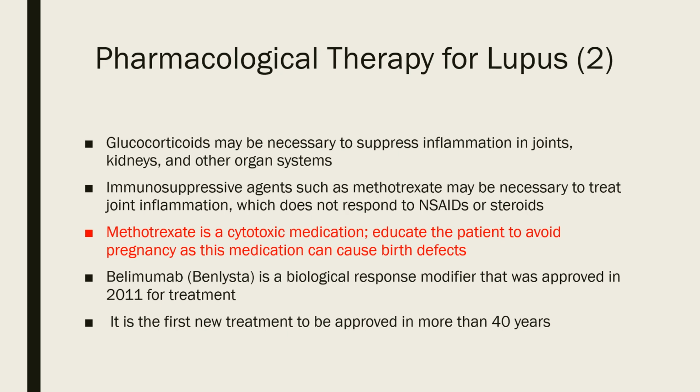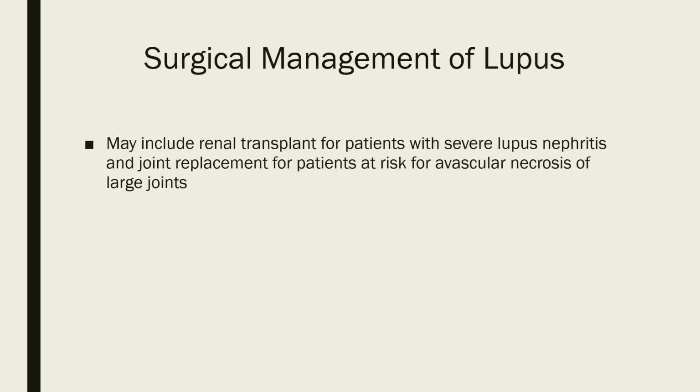Benlysta is a biological response modifier that has been approved in 2011 for treatment, and it is the first new treatment to be approved in more than 40 years. Ladies and gentlemen, please take note. Surgical management may include renal transplant for patients with severe lupus nephritis and joint replacement for patients at risk for avascular necrosis of a large joint.